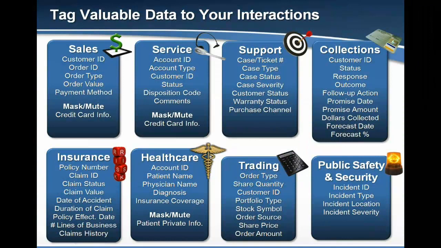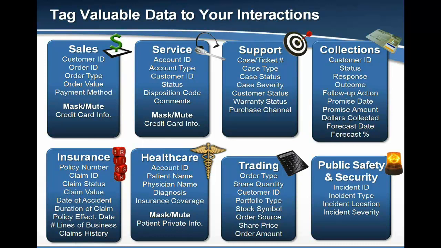Here's some of the other data that some of our customers are tagging through desktop analytics. So for different types of environments, sales environment, service environment, support, the ticket number, the case type, the case severity, the status, customer status, all that information could be tagged to the interaction. Collections environments, there's a lot of valuable information that you might want to tag. We also do this for 911 centers, public safety and security, where they want to tag the incident type and the incident location, where was that emergency, and the severity, so they can easily recreate those incidents.